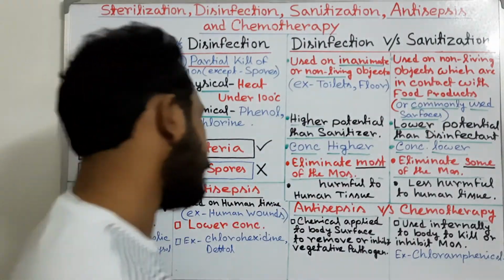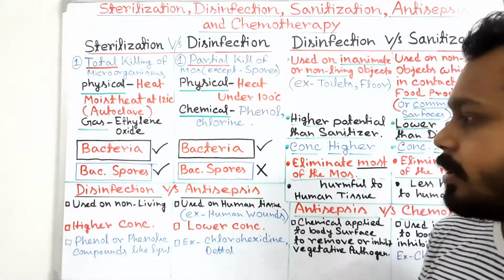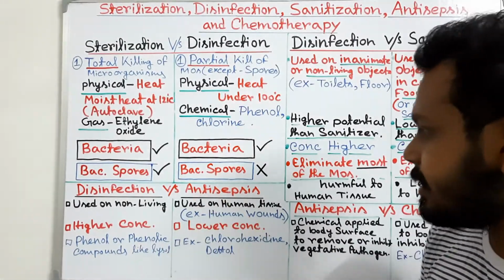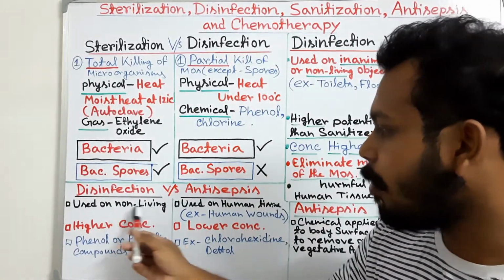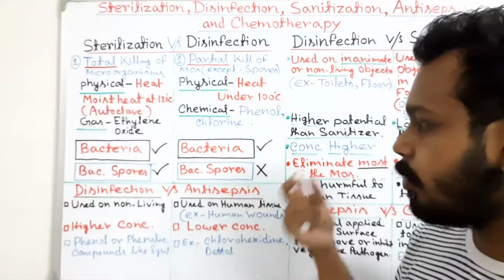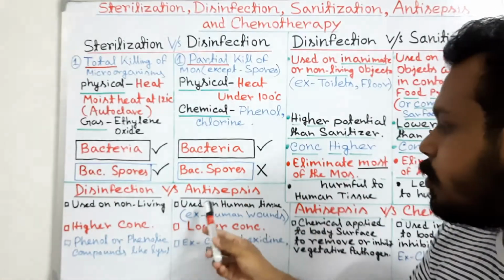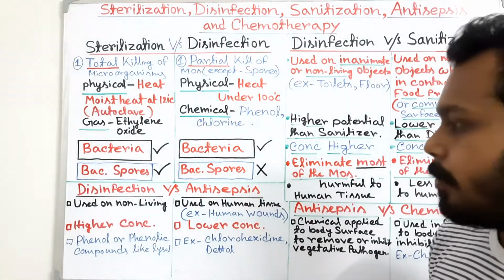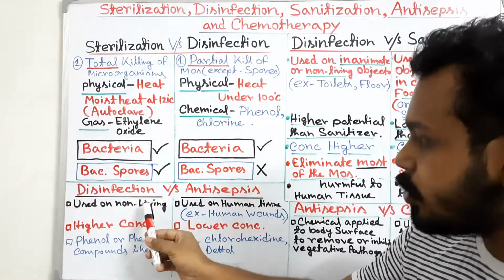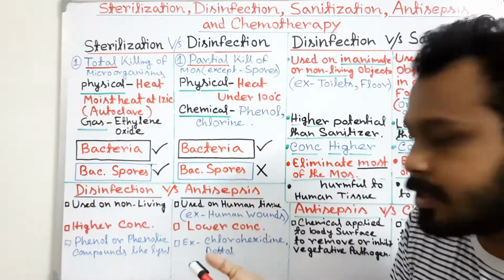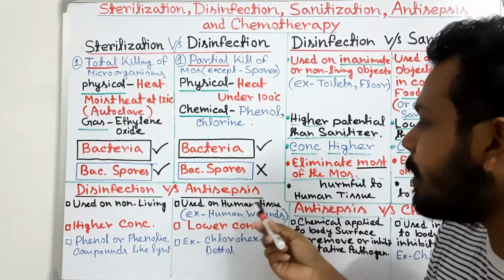And the next point is disinfection and antisepsis. So what is the difference between disinfection and antisepsis? Disinfectants are used only on non-living objects, which we have already discussed here, and antiseptics are used on human tissue. Here is the main difference. Disinfectants cannot be used on human tissue or human body surfaces, but antiseptics can be used on human tissue.